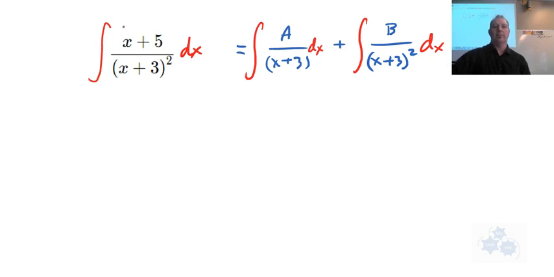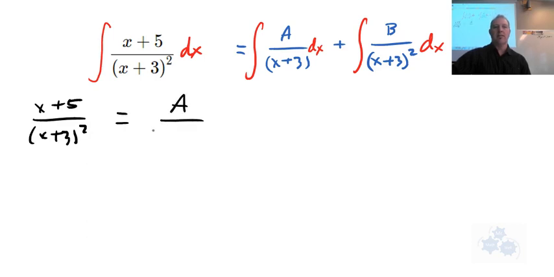So let's see what we can do here. x plus 5 over x plus 3 squared equals A over x plus 3 plus B over x plus 3 squared.